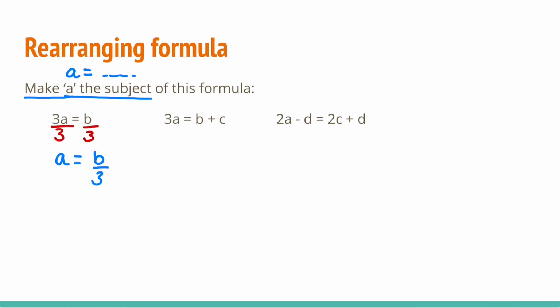For the second one, again we're making A the subject, so we're going to do the same thing. We would divide by 3, and we need to remember that we need to divide everything on the other side by 3 as well. So A is equal to B plus C, all divided by 3, or you could write that as B divided by 3 plus C divided by 3, and either of those answers is okay.